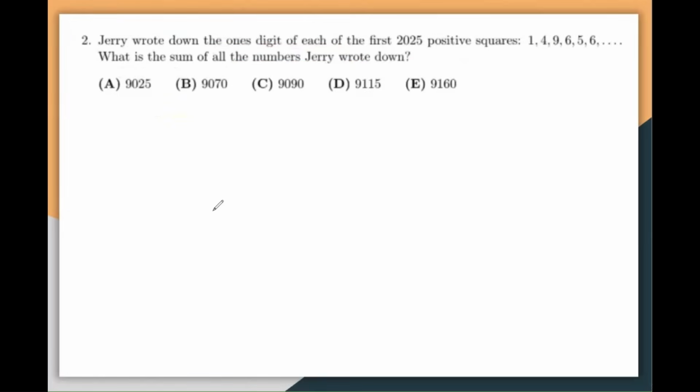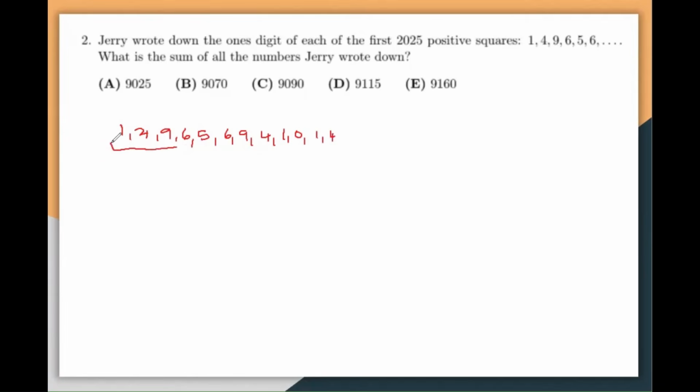Okay, so number 2. Jay wrote down the ones digit of each of the first 2025 positive integers squared, and we want to find the sum of the numbers that were written. We want to find the pattern, so let's write a few more. 1 squared is 1, 2 squared is 4, 3 squared is 9, 4 squared is 16, 5 squared is 25, 6 squared is 36, 49, 64, 81, 100, 11 squared is 121, and 12 squared is 144.